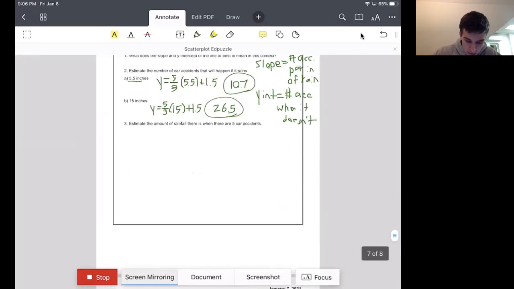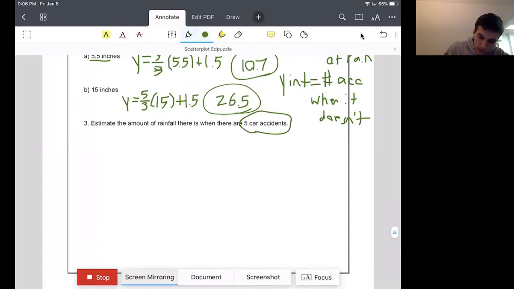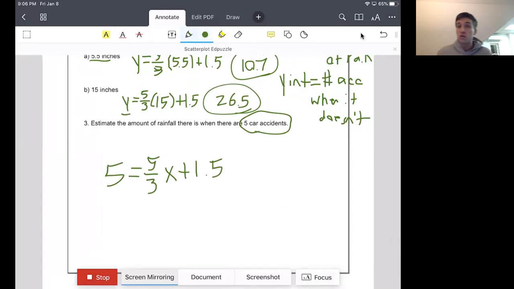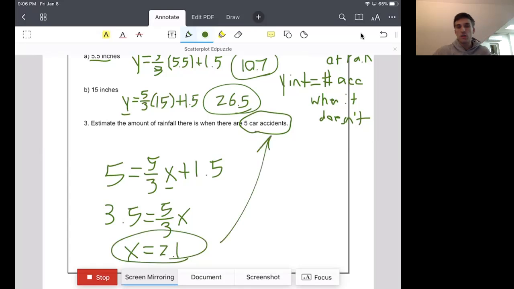And now for this one, estimate the amount of rainfall when there are 5 accidents. That means 5 is going to go in for your y, because y symbolizes your number of accidents, so 5 equals 5 over 3 x plus 1.5. And now you solve for your amount of rain, x. So you subtract 1.5 and you get 3.5 equals 5 over 3 x. Divide by 5 over 3, and you get x is about 2.1 inches of rain will result in 5 accidents.